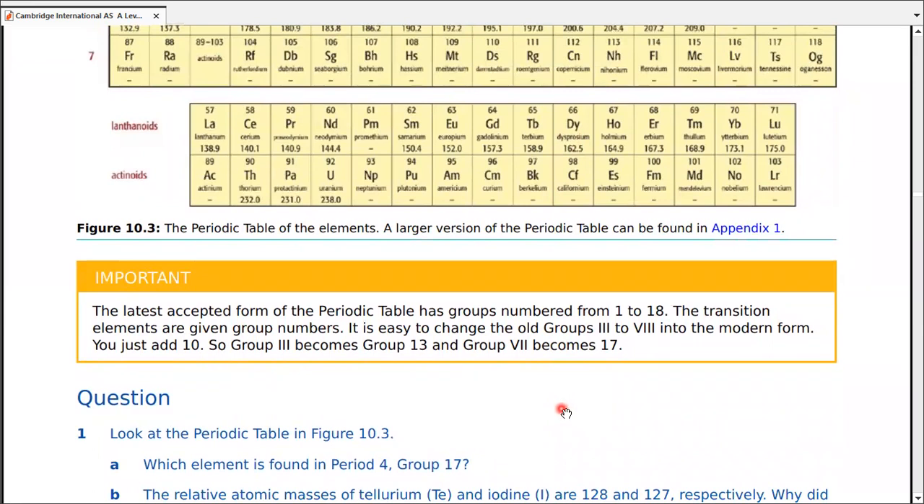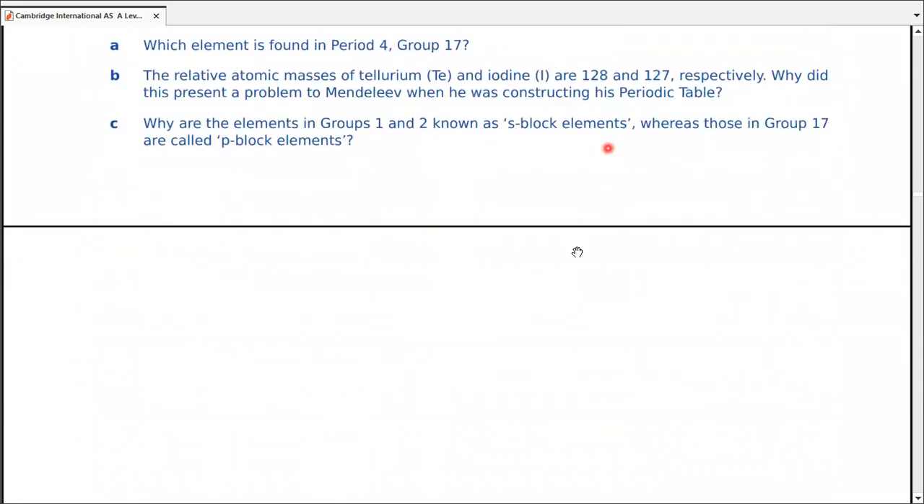Okay, so this is the latest accepted form of the periodic table, group numbers 1 to 18, period numbers 1 to 7. The transition elements are given group numbers 3 to 12. It's easy to change the old group numbers 3 to 8 into the modern form. You just add 10: 3 becomes 13, 7 becomes 17, and so on and so forth.